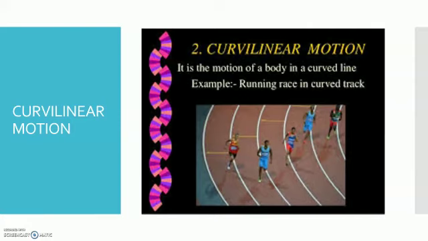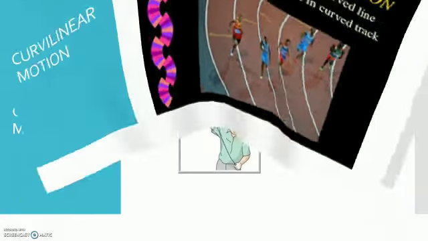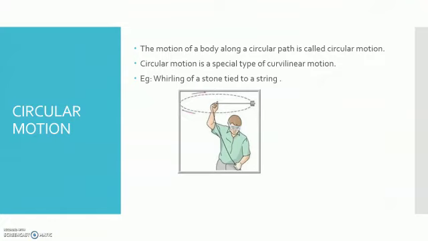Curvilinear motion. It is the motion of a body in a curved line. Running a race on a curved track is an example of curvilinear motion. Circular motion. It is a special type of curvilinear motion. The motion of a body along a circular path is called circular motion. Whirling of a stone tied to a string is an example of circular motion.